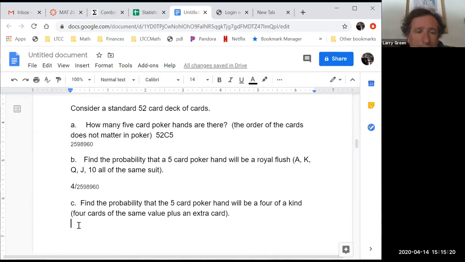So you've got to think about how many ways there are of getting a 4 of a kind. So what we need to do is first pick what 4 of a kind it is. So for example, you could get 4 aces, 4 kings, 4 queens, 4 jacks, all the way down. And there's 13 of those, right? I'm going to write 13 because that's what most people think about for their 4 of a kind.